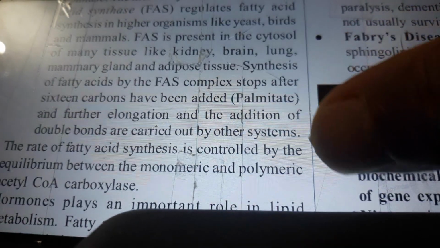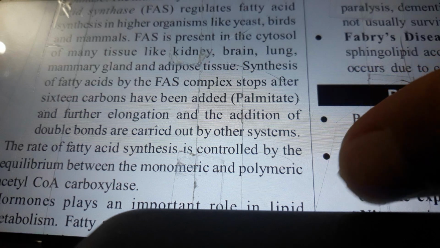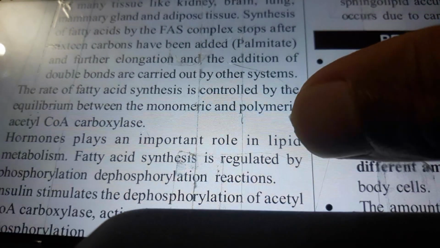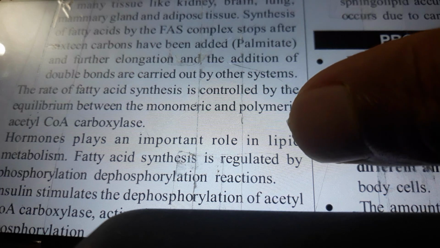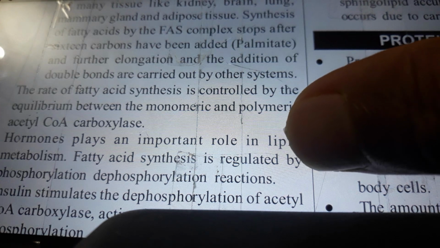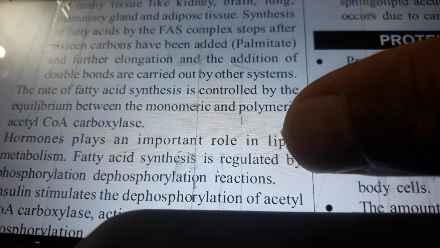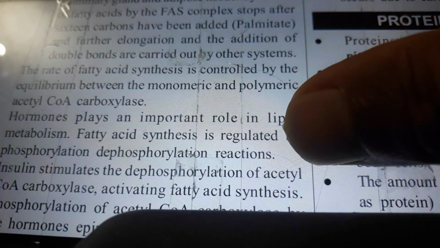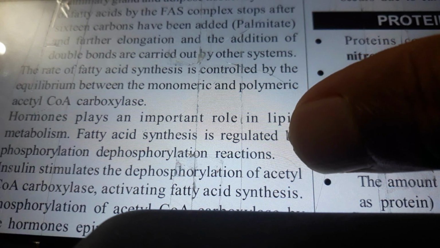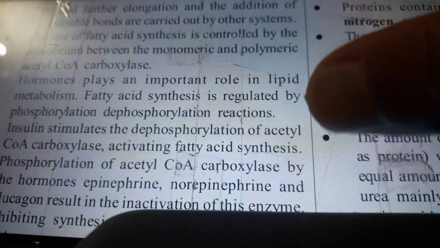FAS is present in the cytosol of many tissues like kidney, brain, lung, mammary gland, and the adipose tissues. Synthesis of fatty acids by the FAS complex stops after 16 carbons have been added, palmitate, and further elongation and the addition of double bonds are carried out by other systems. The rate of fatty acid synthesis is controlled by the equilibrium between the monomeric and polymeric acetyl-CoA carboxylase.